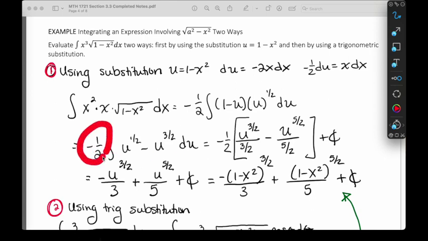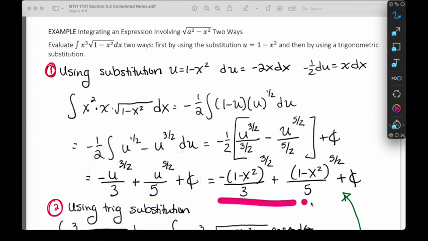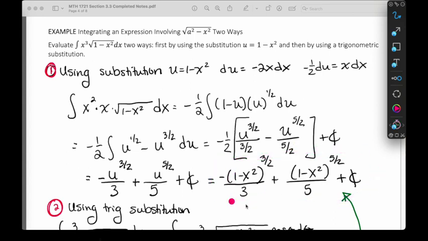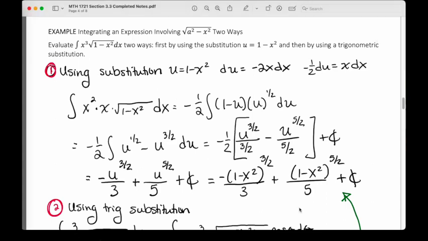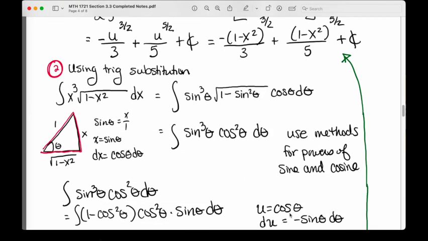So we have this negative 1/2, just carry that over. When I take the integral of u to the 1/2, we get u to the 3/2 divided by 3/2. When I integrate this, I get minus u to the 5/2 over 5/2. And then, of course, my plus c, clean it up a little bit so I don't have complex fractions, and replace the u's back with x's. Go back and resubstitute, and we get this as our final answer. Now, if we use trig substitution, we're using a different method, but it's still the same integral, so we should get the same answer.